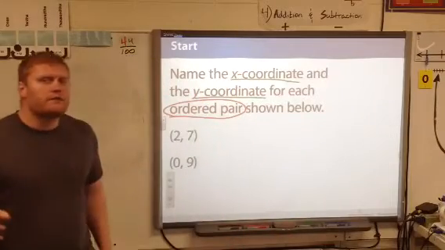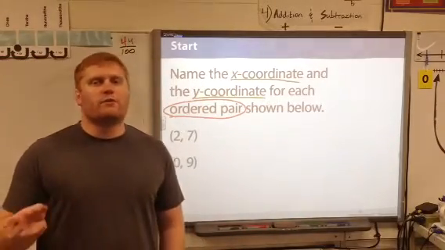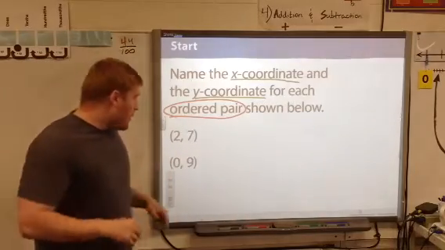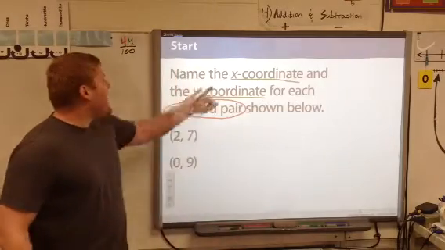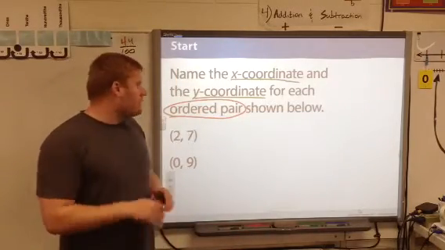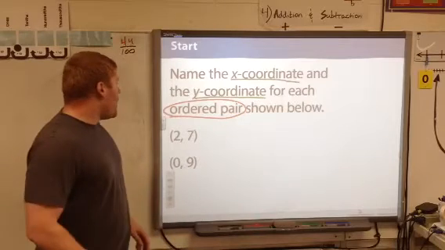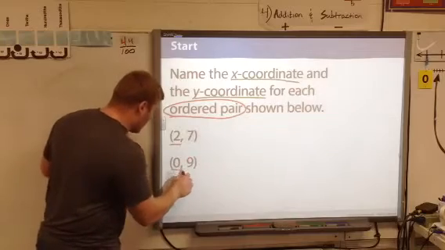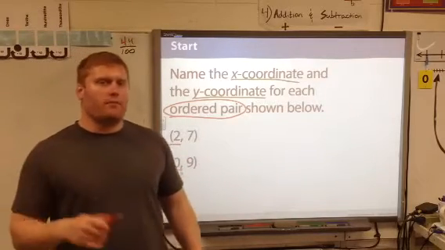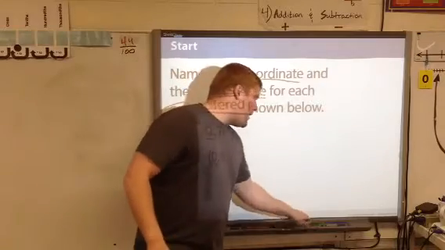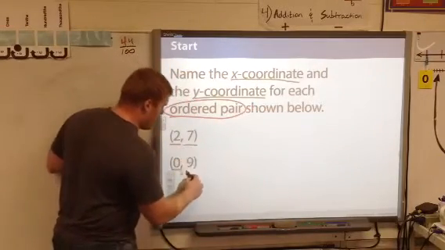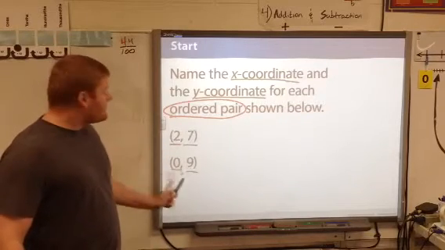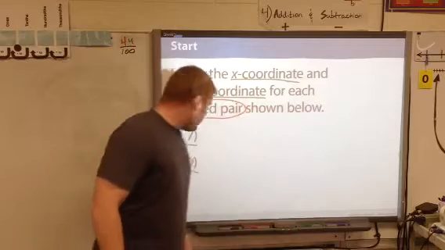Hopefully you know which one comes first and which one comes second, because it never changes. The x-coordinate, no matter what, every single time comes first. So the x-coordinates in these two ordered pairs are 2 and 0. Then our y-coordinates are 7 and 9, because they come second. That's how we read them: x-coordinate first, y-coordinate second. Alright, moving on, guys.